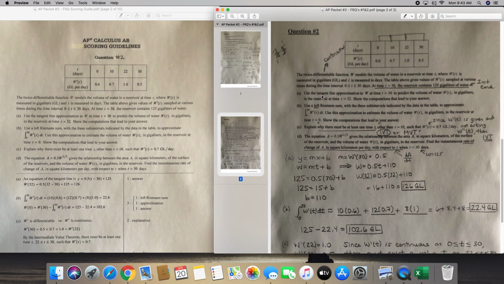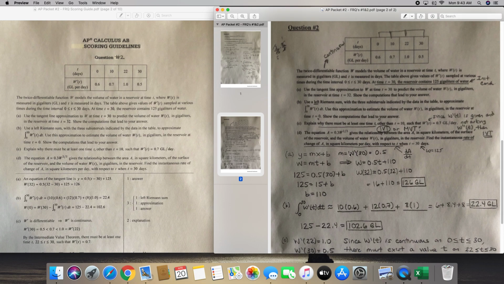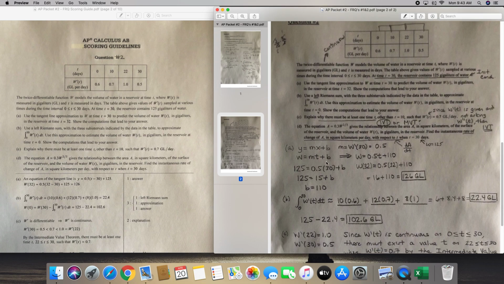All right, in A it says, use a tangent line approximation to W at T equals 30 to predict the amount of water W(T) in gigaliters in the reservoir at T equals 32. Show the computation that leads to your result. First things first, we want to always say that the tangent line is y equals mx plus b. I'm going to make a small amendment because there is no x and there is no y in this problem. There's only t and w, so I made the modification to the tangent line.